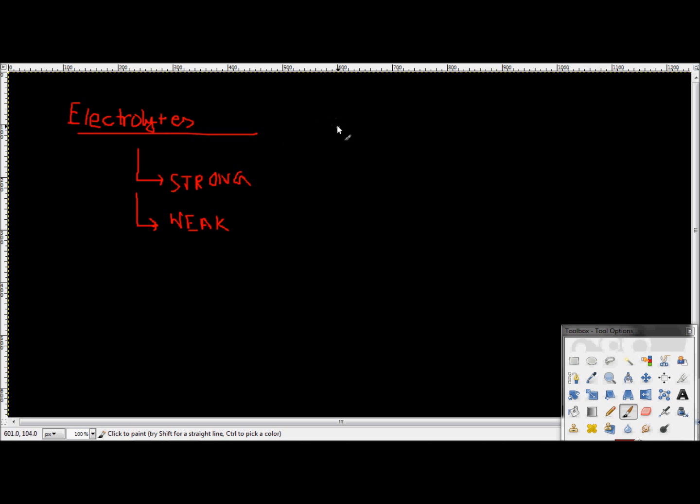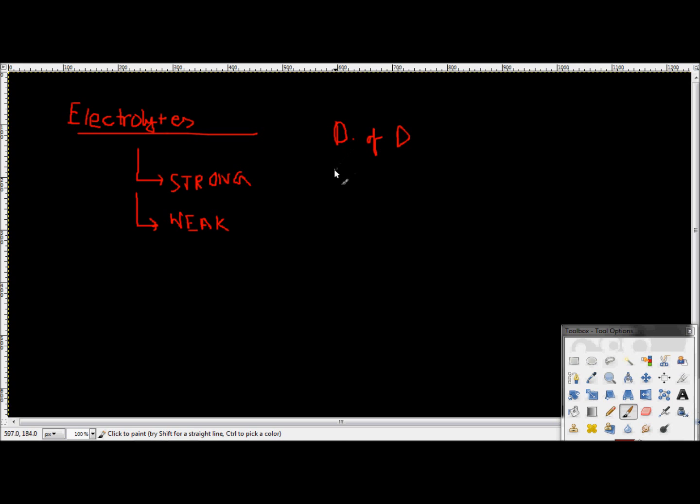There's a term called degree of dissociation. It's too long to write, I'm just going to write D of D. Now what this means is that we've done dissociation before, so it's basically an ionic compound breaking into its ions. So degree of dissociation is a number that tells you that out of 100 molecules, how many of the molecules of that compound, that is of the electrolyte, break up into ions.